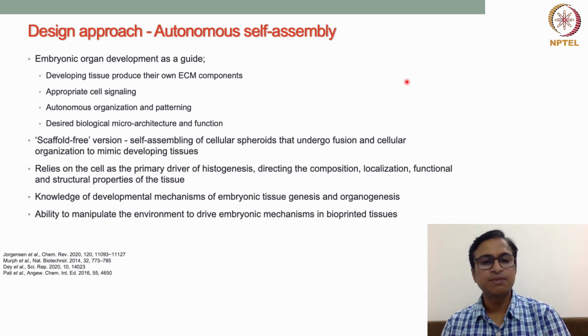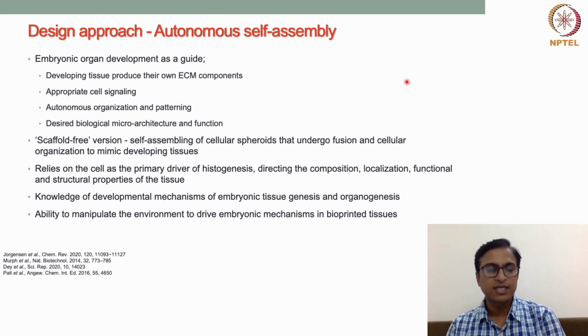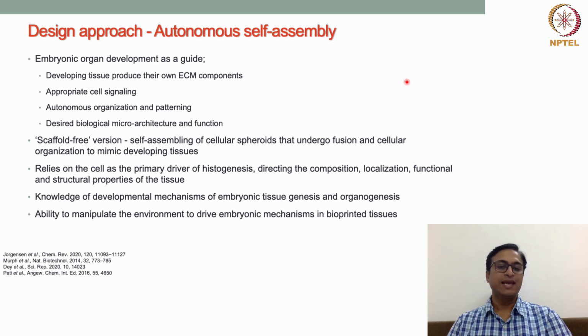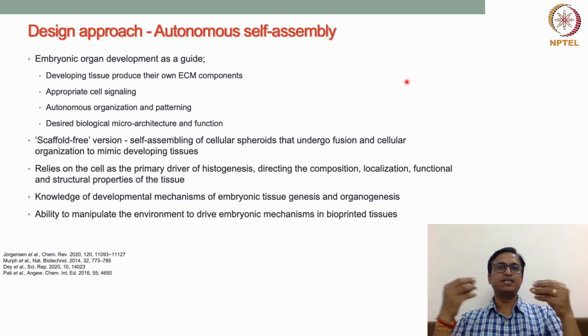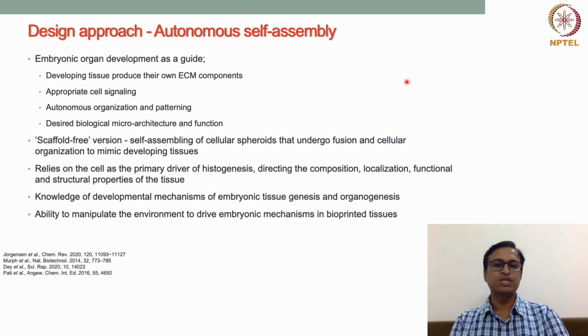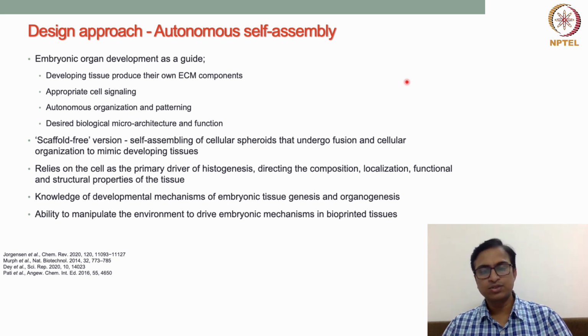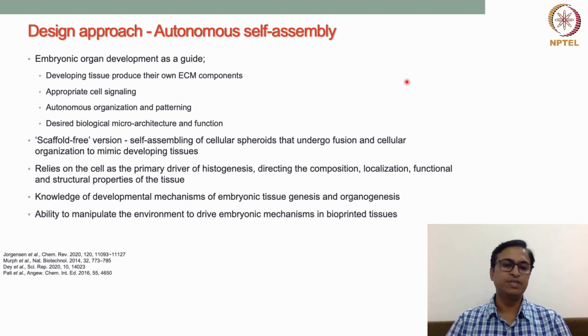So here, cells assemble into cellular spheroids that undergo fusion and cellular organization to mimic the developing tissue. Basically, as happens in embryonic organ development, the cells assemble together, and the cellular spheroids produced undergo fusion and organization to mimic that, and new organs or new tissue will develop from there. So that can be a clue, and we can also use that for bioprinting.